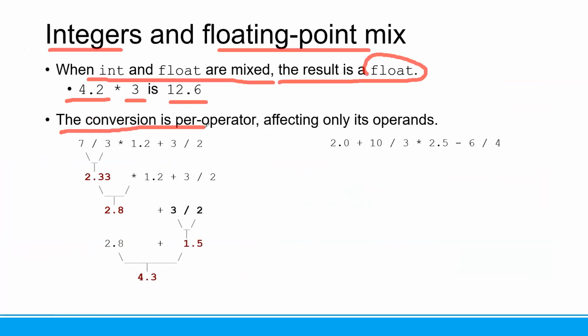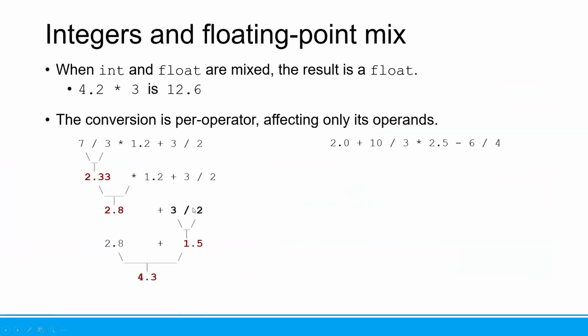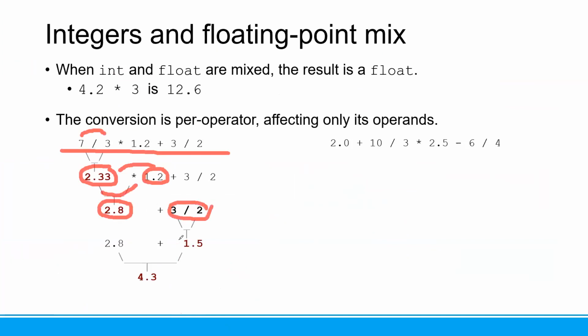So the conversion of the operator will affect only its operand. For example, this one. I have this mix between the integers and the float. So 7 divided by 3 will be float. Okay. And then I will multiply with float, so the result will be float. And then I will have another float, and float plus float will be float.